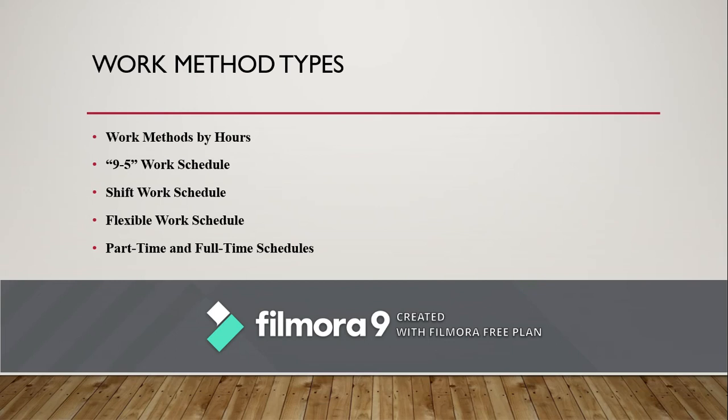So therefore these are the work method types. First one is work method by hours: 9 to 5 work schedule, shift work schedule, flexible work schedule, and part-time and full-time schedules. So, this is about work methods. Going further, let us now understand the most important thing. What are the factors that affect a work study?